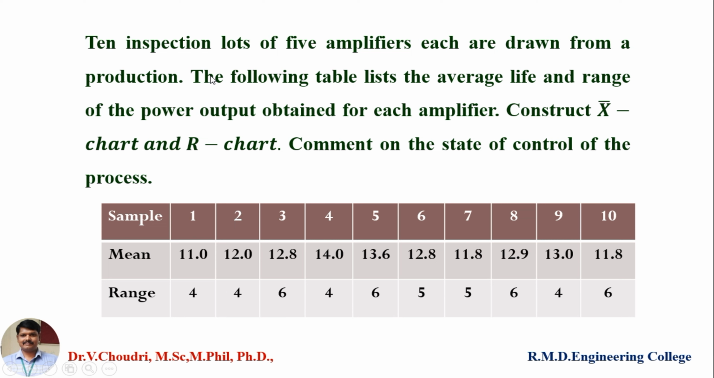From the check, the average life is 11, maybe 11 years or 11 months or 11 hours, but mostly 11 years. So 11.0, 12.0: for 5 amplifiers the average mean is 11. Like that, for the second branch up to the 10th branch, they listed these mean values. They also checked the range, obtained from the 5 amplifiers from every branch, from 4 up to 6.